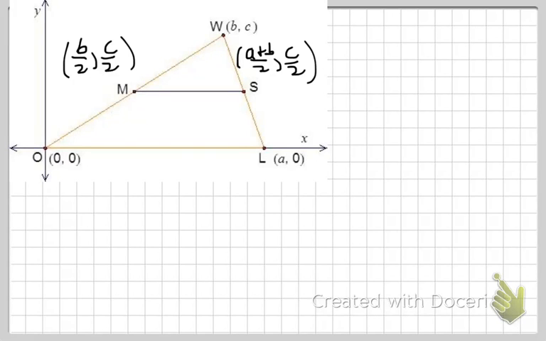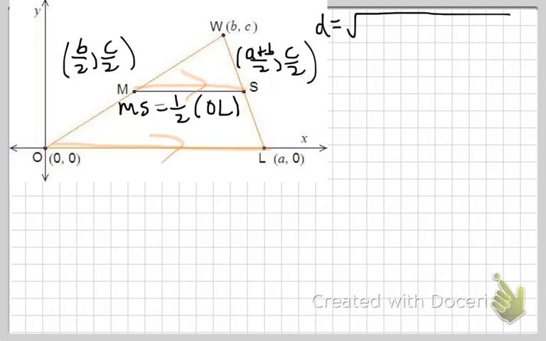Okay, so we're doing the second part of the proof for the mid-segment theorem in example 9. In the first part we showed that MS was parallel to OL. Now we have to show that MS is half of OL, so we're going to need to use a distance formula to do that. The distance formula, just to remind you, is the square root of x2 minus x1 squared plus y2 minus y1 squared. So we've got that for the distance formula.